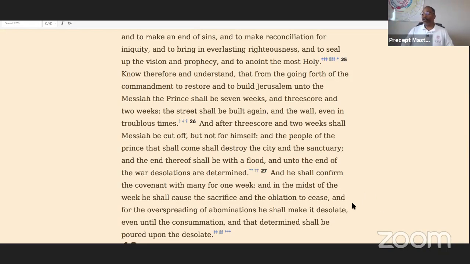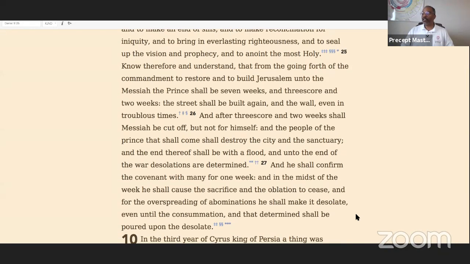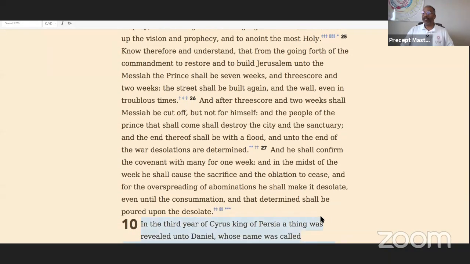And it shall be a sacrifice and oblation to cease, an overspreading and abomination, and shall make desolate until the consummation, and the determined shall be poured upon the desolate. He's making it clear. Why? Paul is telling you this. Paul is making sure you know this.